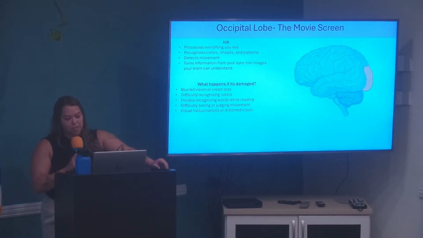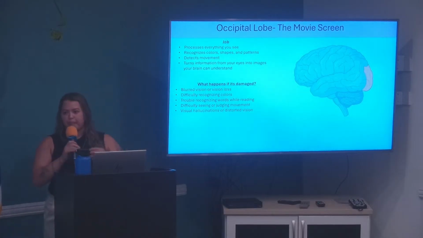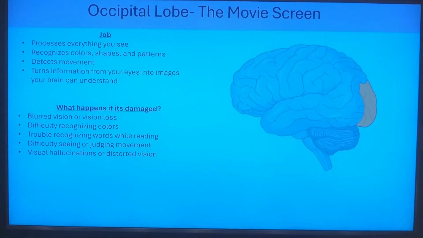So when this is damaged, blurred vision, vision loss. So if anyone's knocked their head, or if you've heard of whiplash, sometimes you have some blurred vision, or your eyes seem a little tender. That's because you're hitting that part of your brain that actually is used to see everything, right?